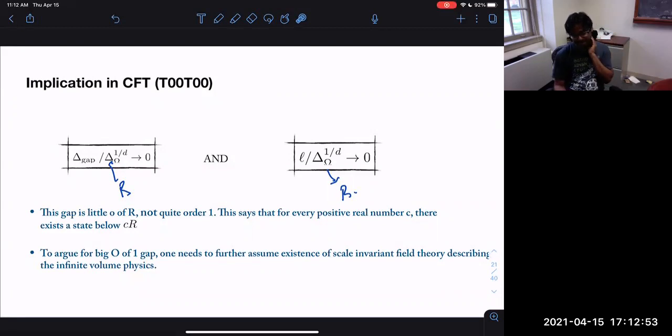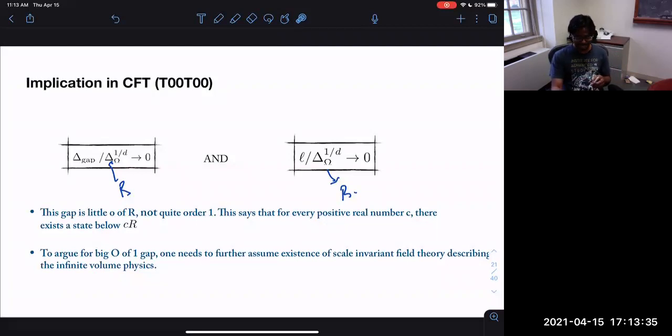What it says is that for every positive real number C, there exists a state which is below C times R, and this happens for every C. But this is not the same as saying that the gap is big O of 1. So there's a difference between little o and big O, as you all know. To argue for a big O of 1 gap, one needs to further assume the existence of some scale invariant theory which describes this infinite volume physics. If you assume the existence of some scale invariant physics, then you can further restrict this equation, and you can say that indeed delta gap is order 1.